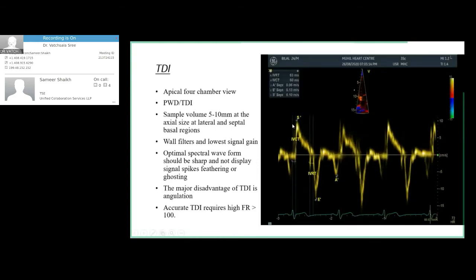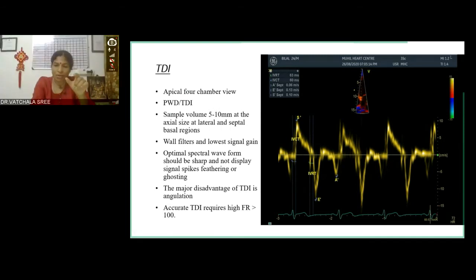Now the next thing is the tissue wave Doppler. So how do we do a tissue wave Doppler? Again, the same thing. The view that you want for tissue wave Doppler, TDI, tissue Doppler imaging, is the 4-chamber view again. When you choose your 4-chamber view, you want to reduce the width and increase the frame rate. This is the most important step, because the TDI images are sharper and more delineated when the frame rate is more than 100. So your ideal frame rate should be above 100.